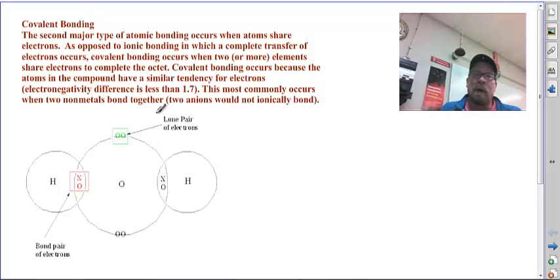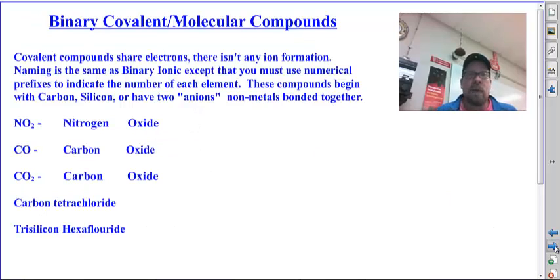With covalent compounds sharing, especially with carbons where you can make these big chains, as all these carbons share and make a backbone and then share with other compounds, you can make extremely large complexes. We could spend our whole year just doing organic chemistry naming. We're going to limit ourselves here to binary covalent, or what are called binary molecular compounds.